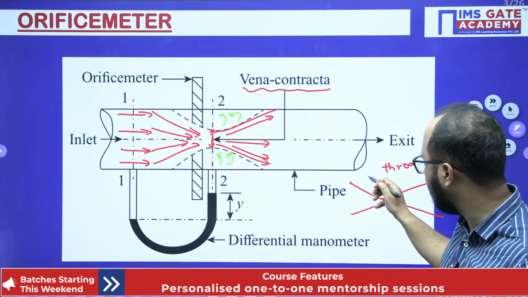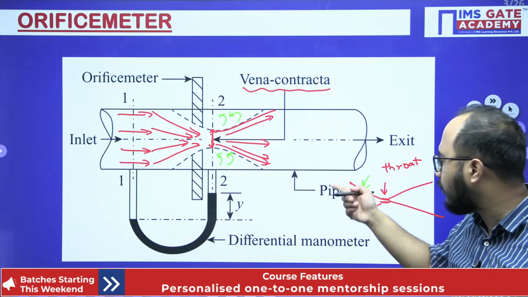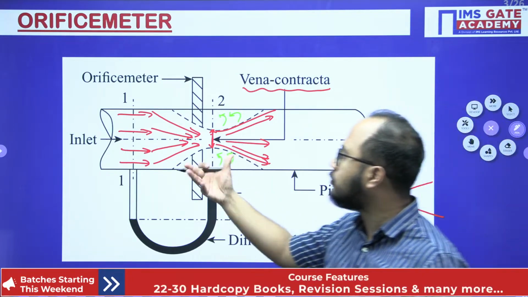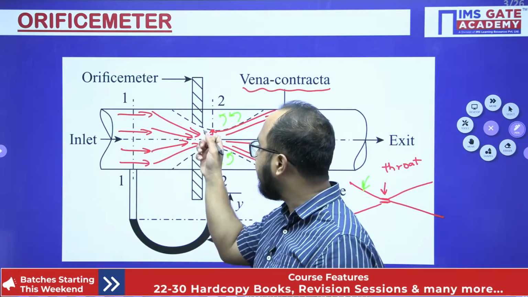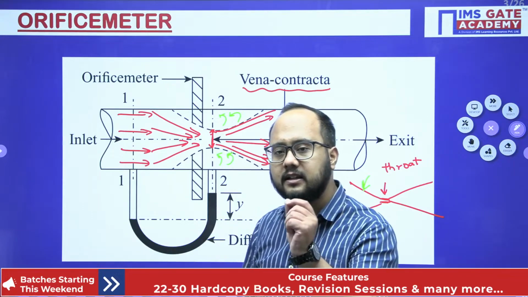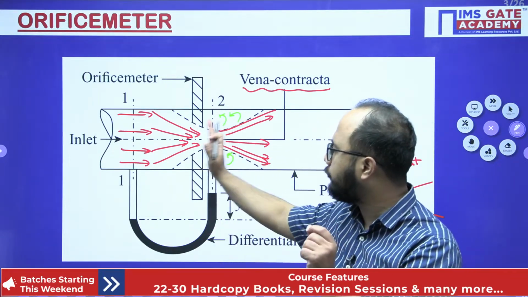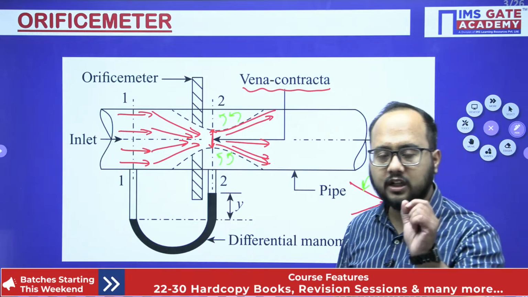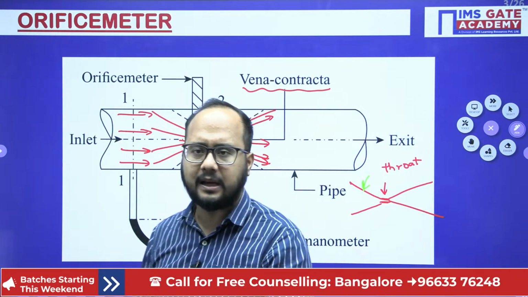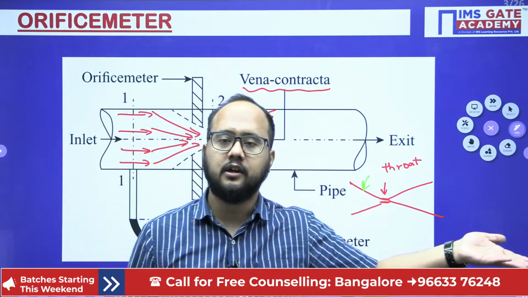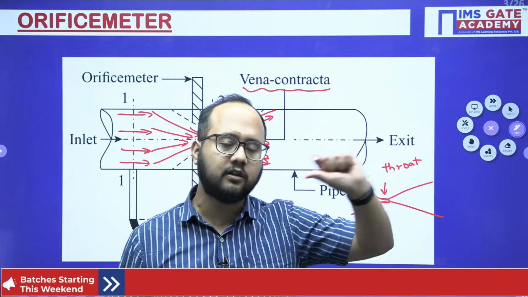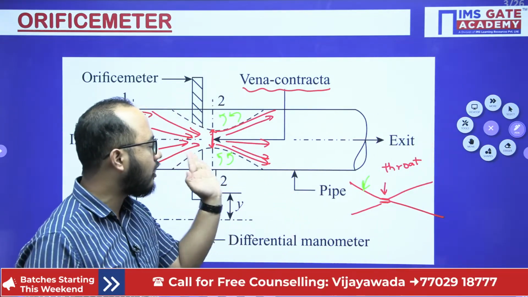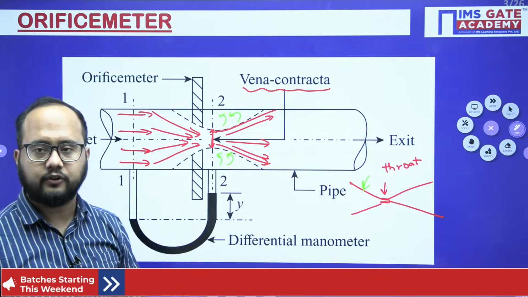Earlier, in the case of the Venturimeter, we provided a converging part. In this case, there is no converging part. So how can the area be minimum at the orifice? The area will be minimum after the orifice only. That is what you can observe, because that is the experiment we have done in our engineering also. If you have done that experiment, you will know better about this thing.